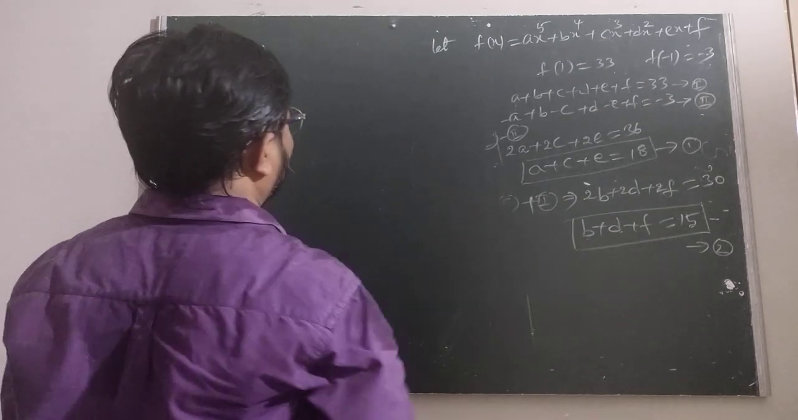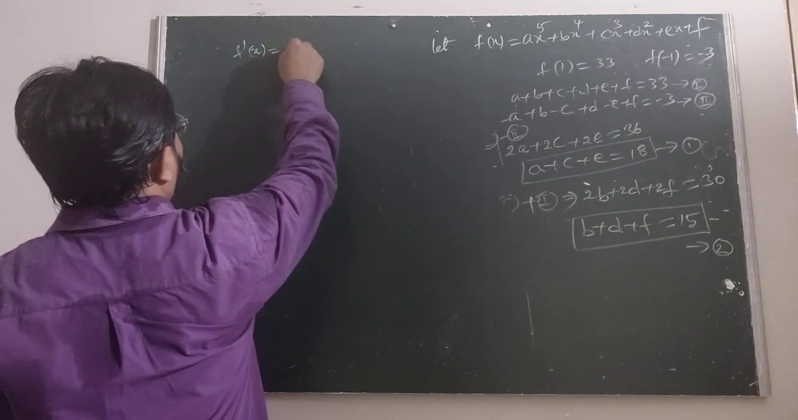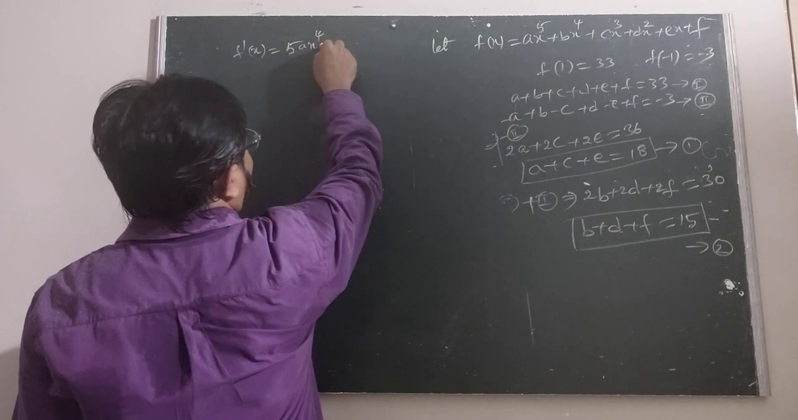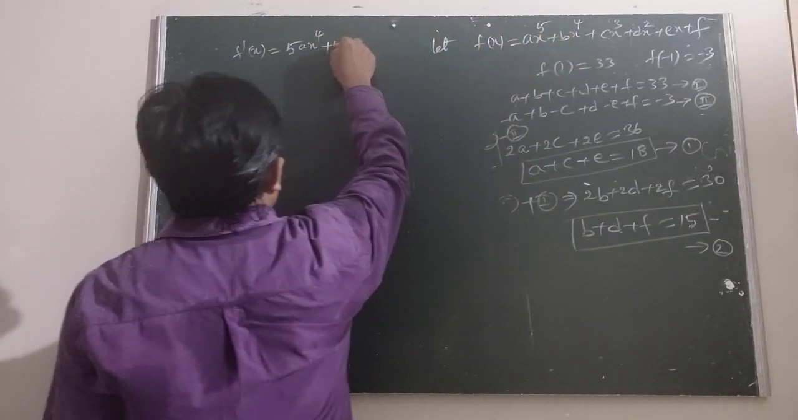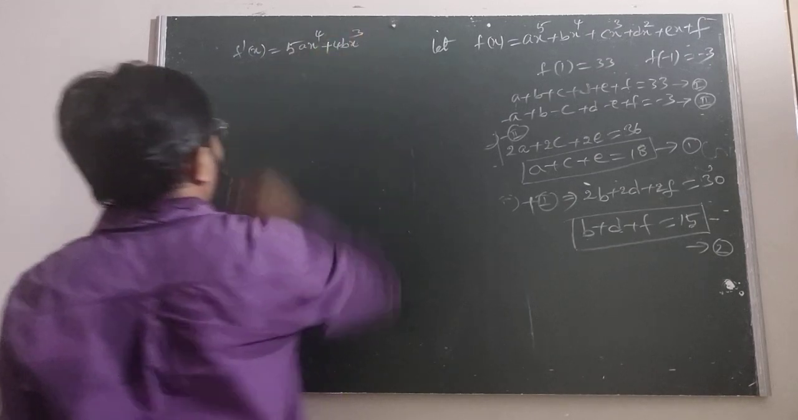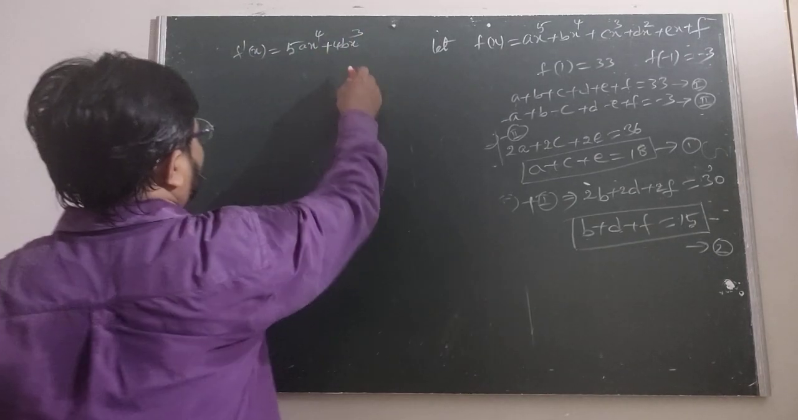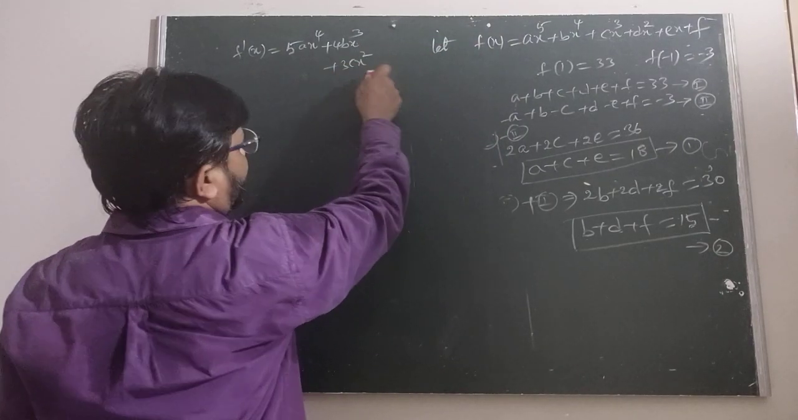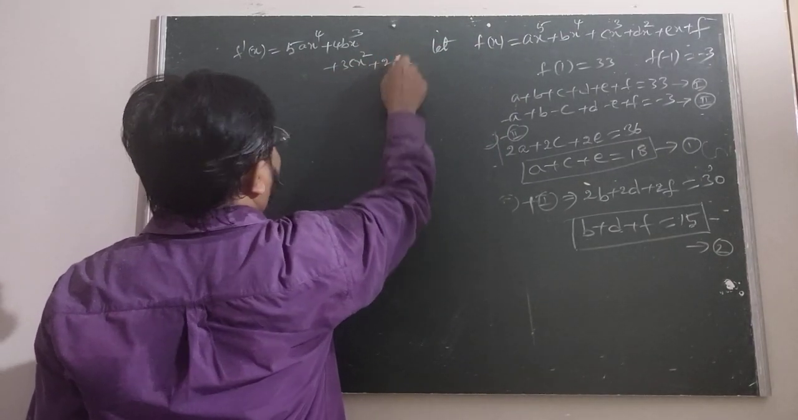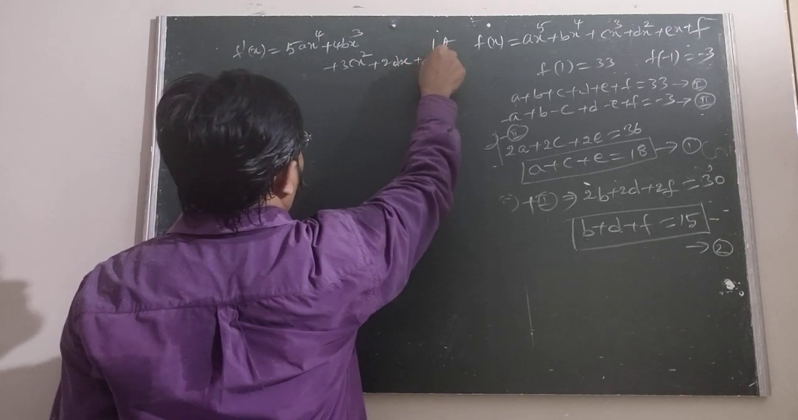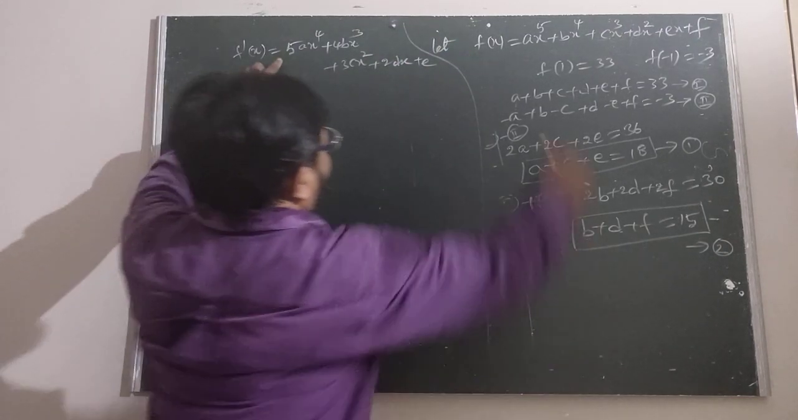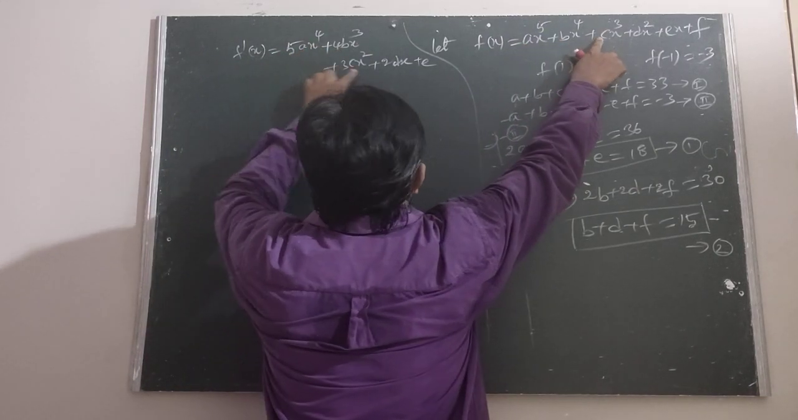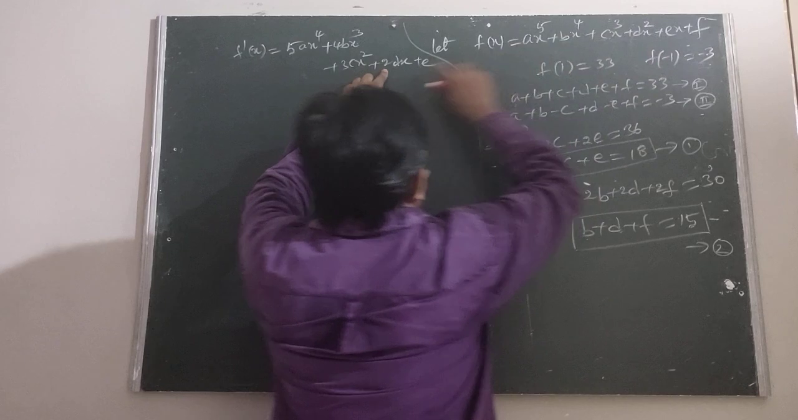So here f dash of x we can write as 5 into a into x power 4. Next one, 4b into x cube. After that, 3c x square. Now 2dx, and then plus e. So f dash of x is 5a x power 4, 4b x cube, 3c x square, 2dx plus e.